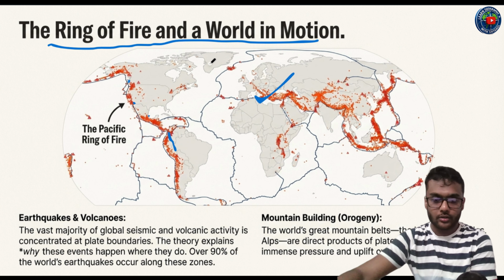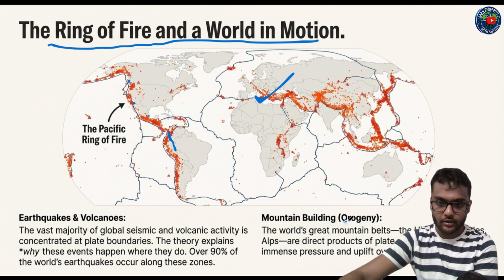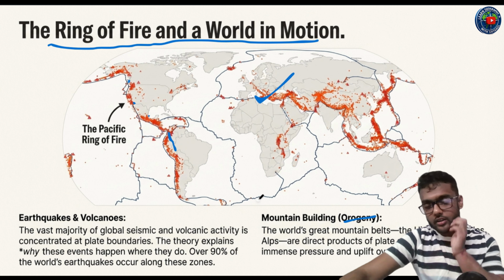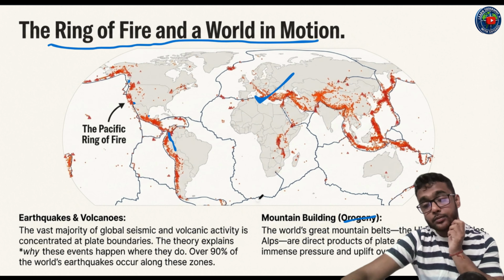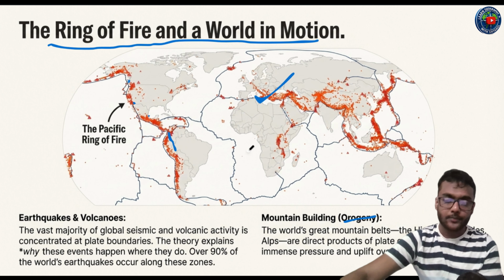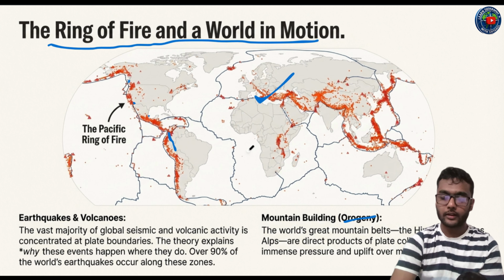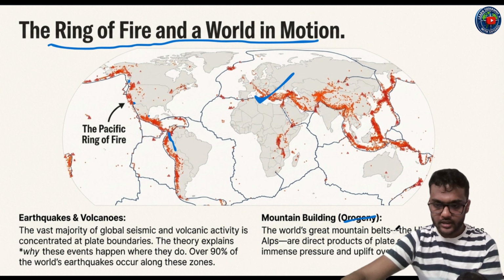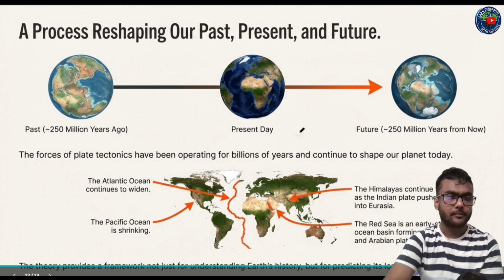Mountain building is also known as orogeny. There is a theory, orogenic theory. The world's great mountain belts like the Himalayas, Andes, and Alps are direct products of plate collisions, sculpted by immense pressure and uplift over millions of years. They are not built in a single day. They need over a million years.